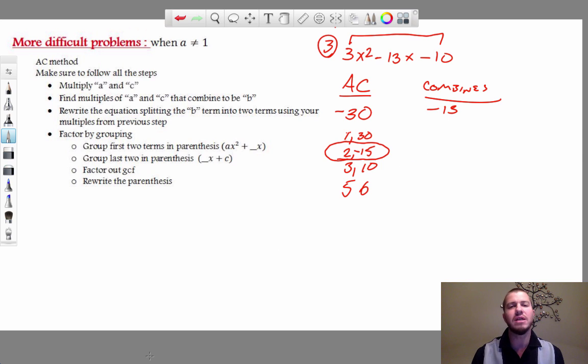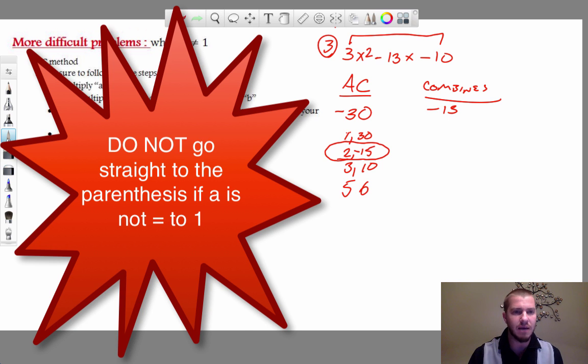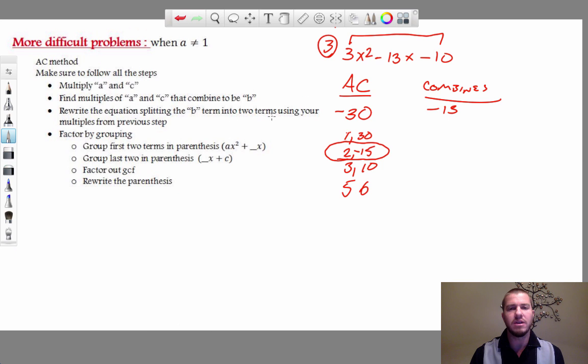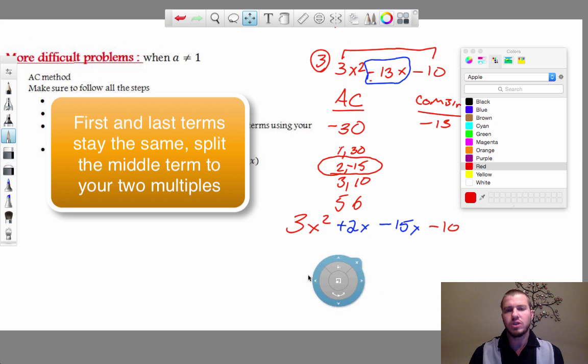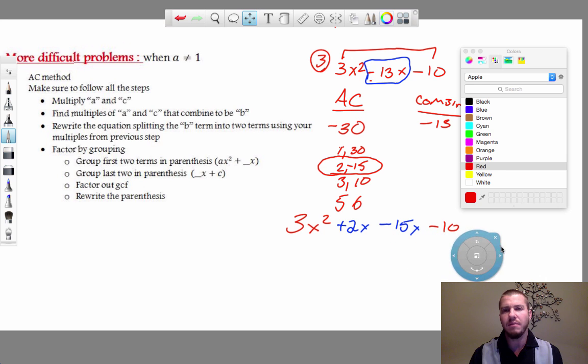So the mistake here is a lot of people go straight to the parentheses. I can't do that anymore. I got to follow these steps. Rewrite the equation, splitting the B term into the two terms using your multiples in the previous step. So I'm using these two terms. So I'm rewriting the problem, 3x squared. Instead of this negative 13x, I'm going to split that into positive 2x, negative 15x. So understand that this is still the same quadratic.